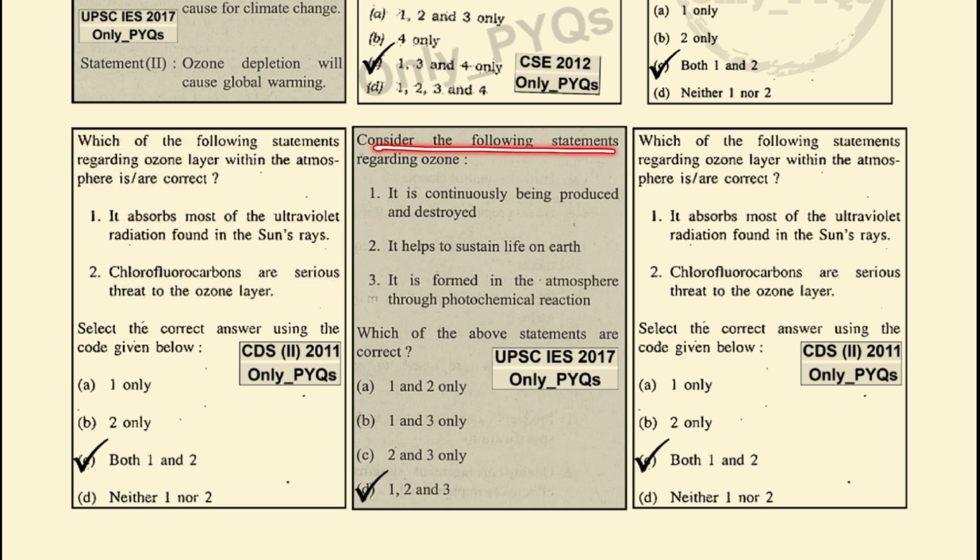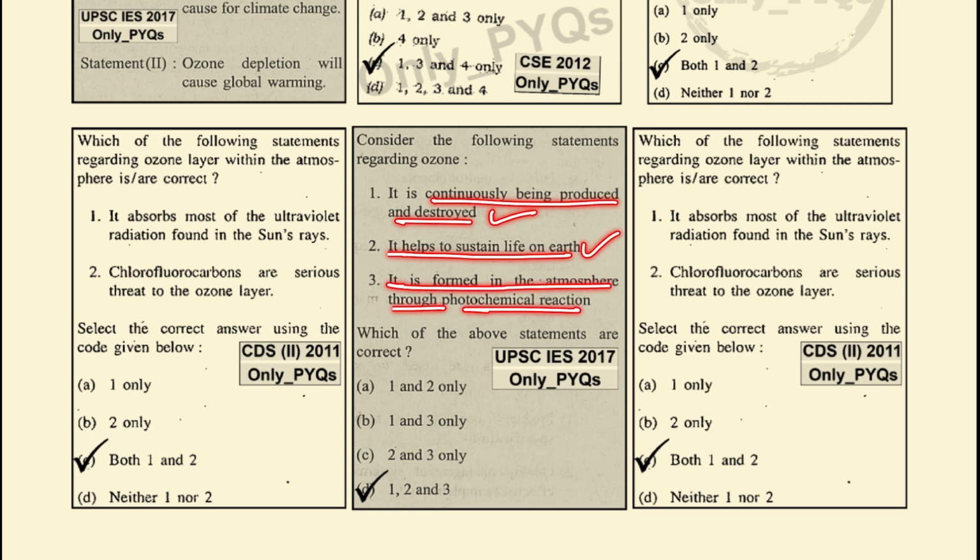Consider the following statements regarding ozone. It is continuously being produced and destroyed. Yes, this is a correct statement. It helps to sustain life on Earth. This is also correct. It is found in the atmosphere through photochemical reactions. This is also correct. So 1, 2 and 3 are the answer.